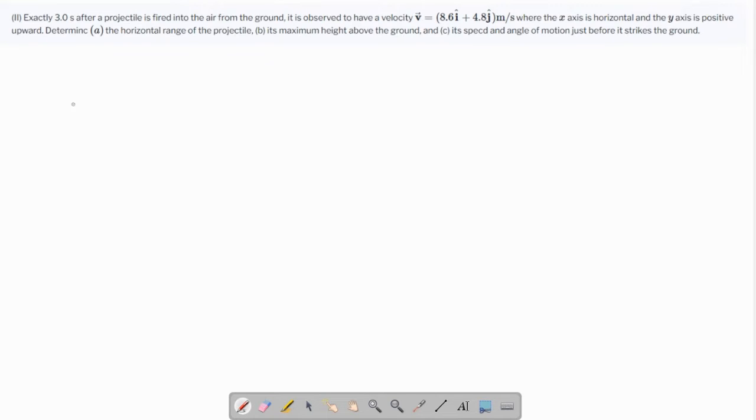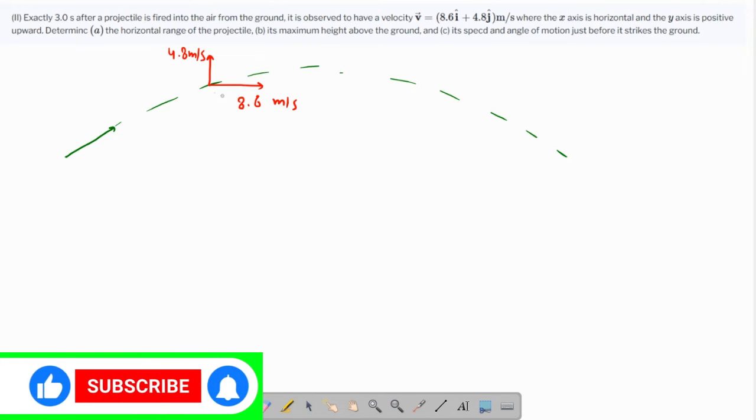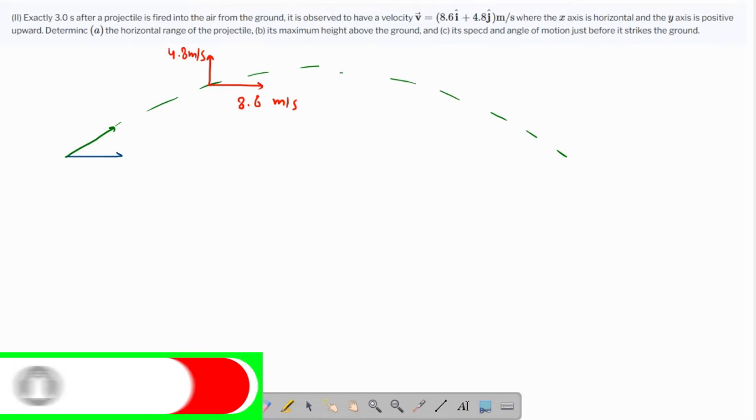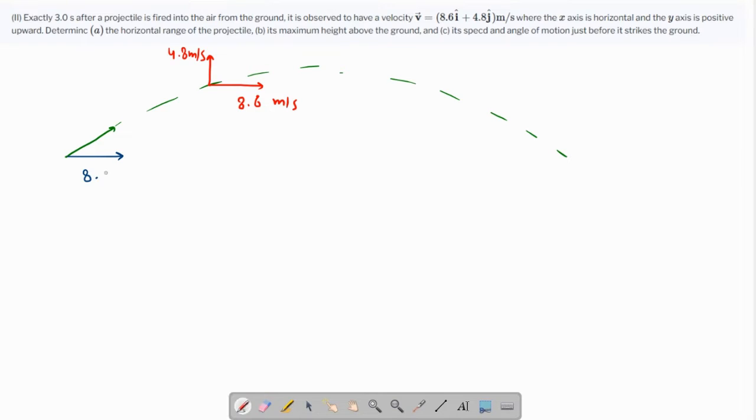Let's say it is fired from here and travels like this, and after some time its velocity, say over here, is given as 8.6 i, which means 8.6 is towards the x-axis, and 4.8 j, so 4.8 is towards the y-axis. The horizontal velocity is going to remain the same in a projectile because there is no acceleration in that direction. So the initial horizontal speed is going to be 8.6 meters per second.